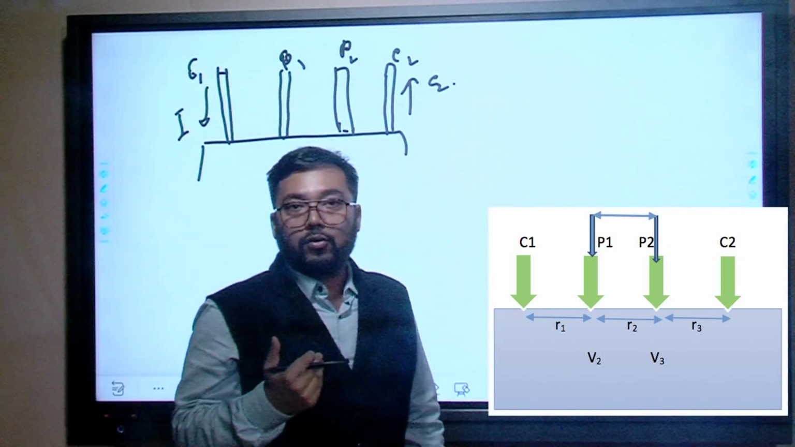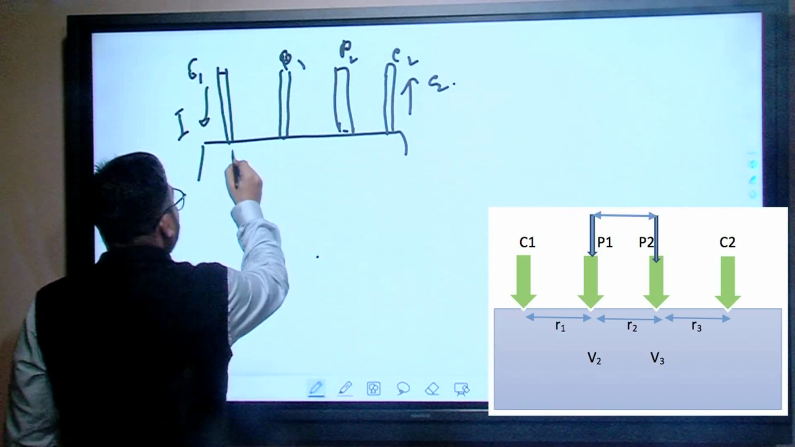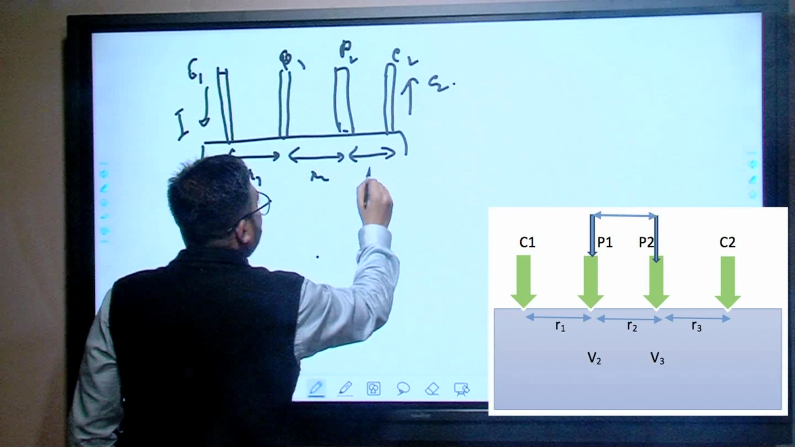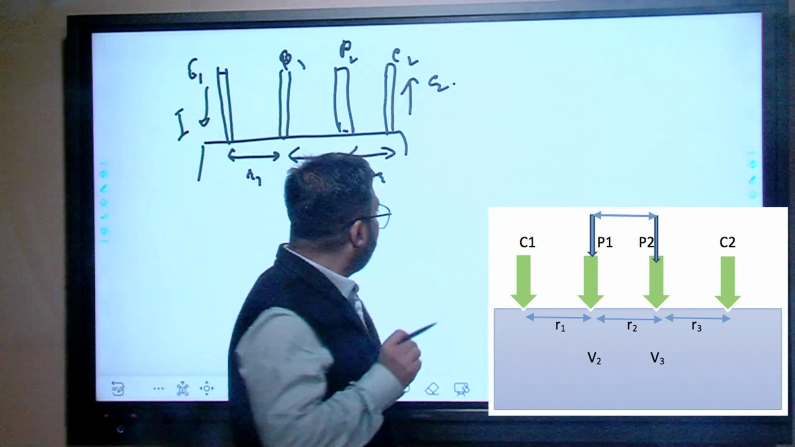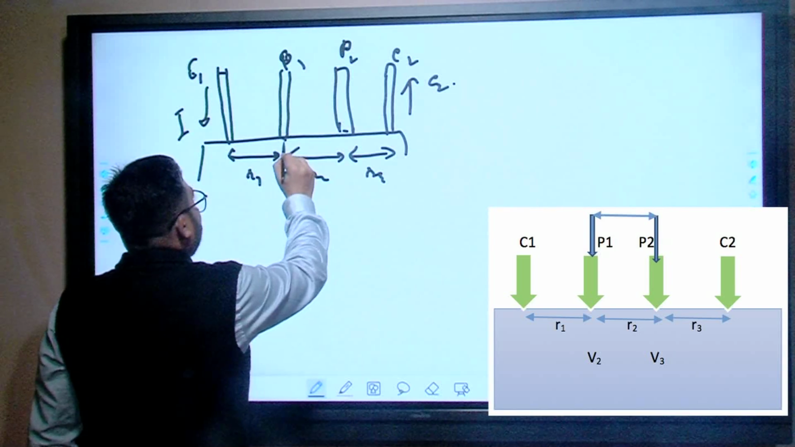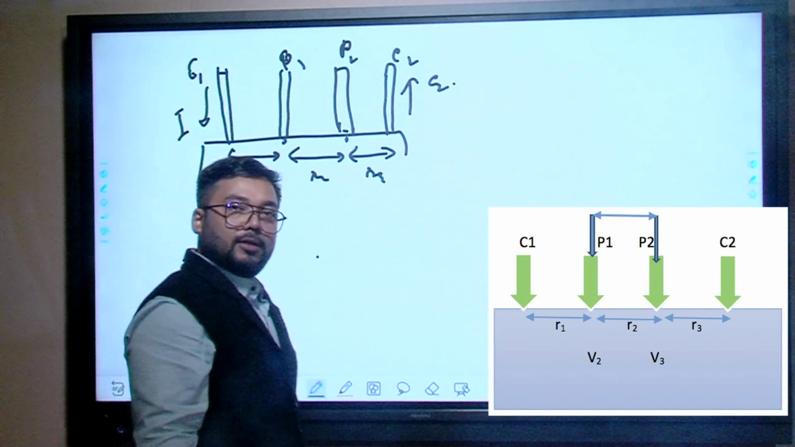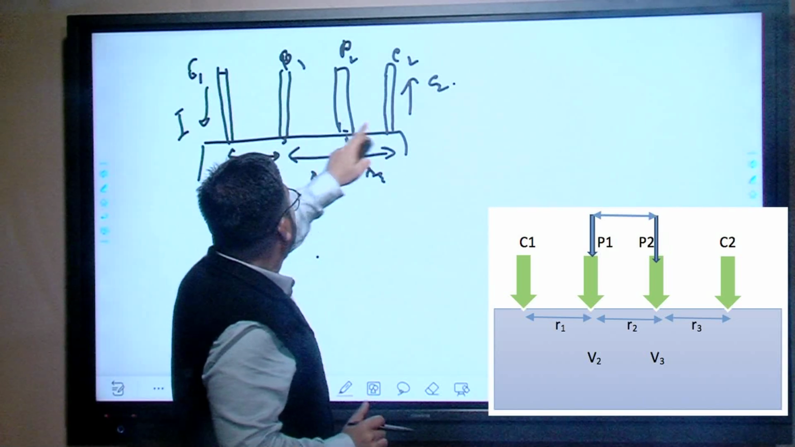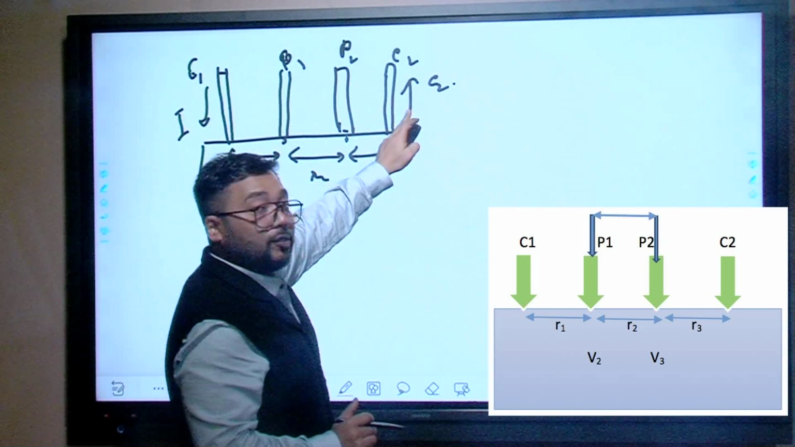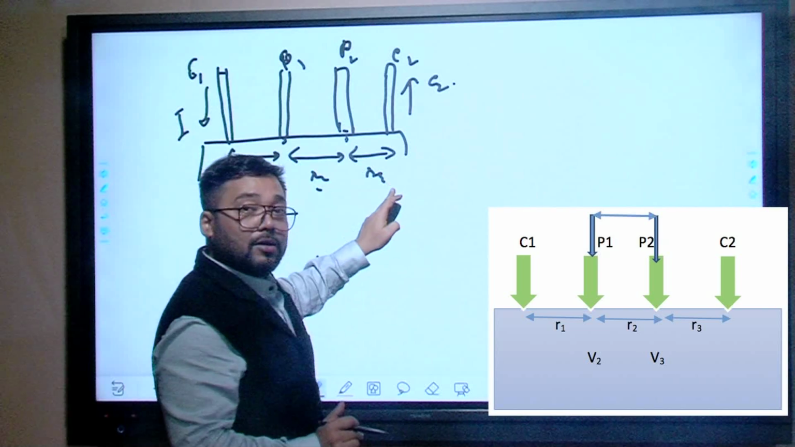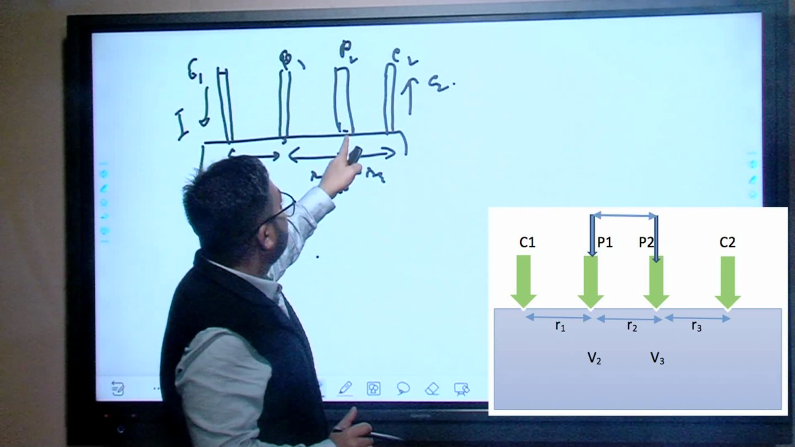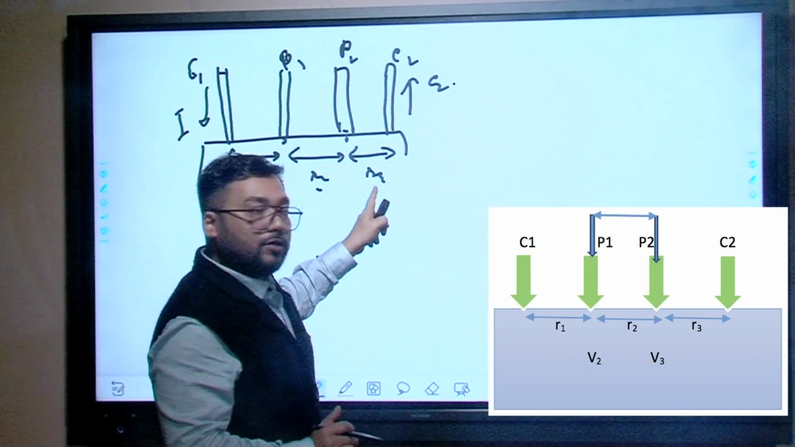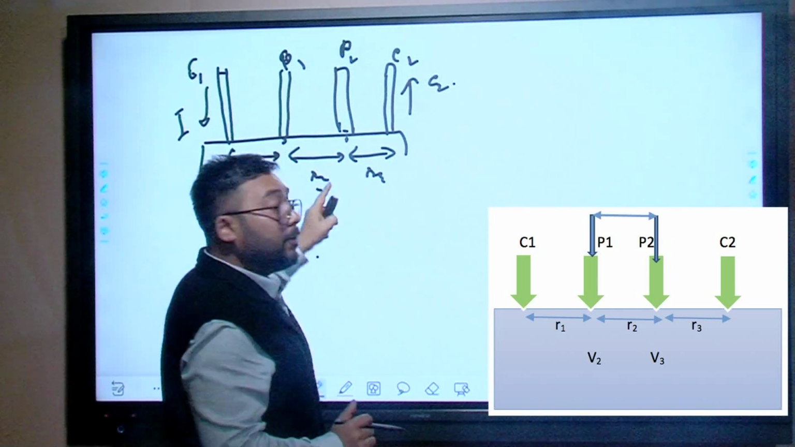Now I'll say that this distance is my R1, this distance is my R2, and this distance is R3. We want to calculate the potential at this point and at this point. At this point, the potential will be because of this current at a distance R1, and because of this current at a distance R2 plus R3. Similarly, the potential at this point will be because of this current at a distance R3 and because of this current at a distance R1 plus R2.